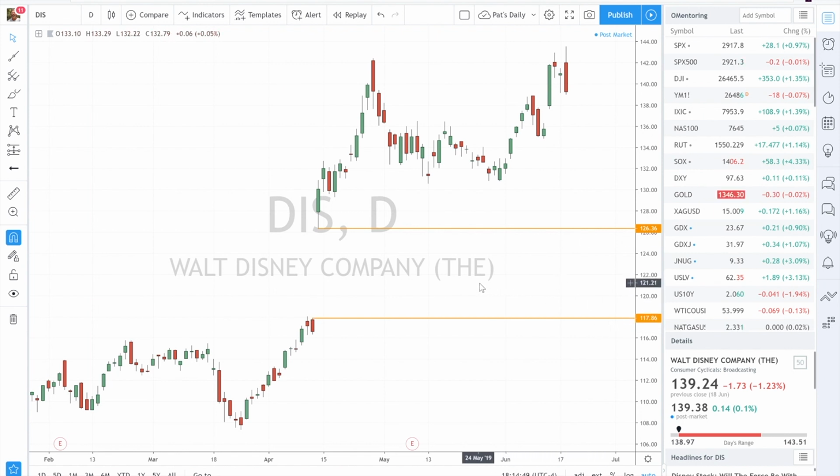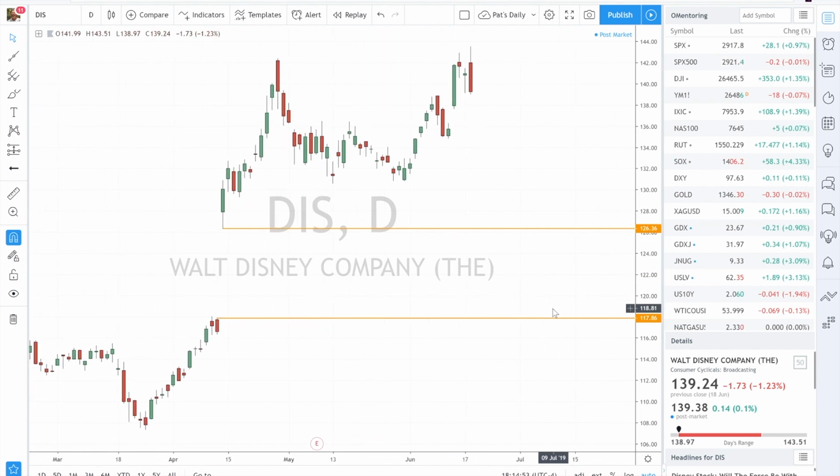Maybe not that day or not that week even, but over a period of time, we would expect the stock to continue dropping until it filled this gap, meaning it traded down to 117.86, at which point we would expect also that maybe there would be some support at that level. So those are the kind of things we're looking for in a gap. So let's look at a few more.